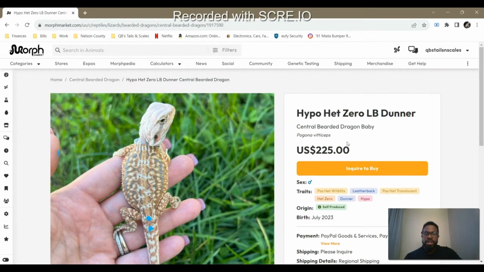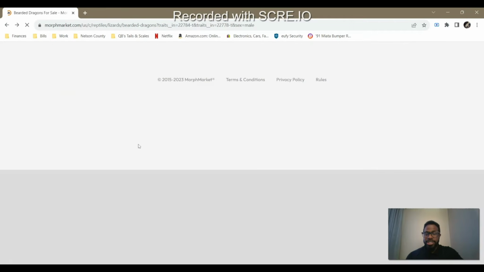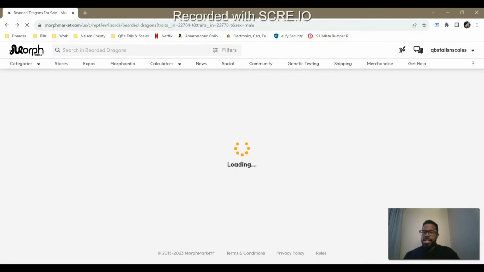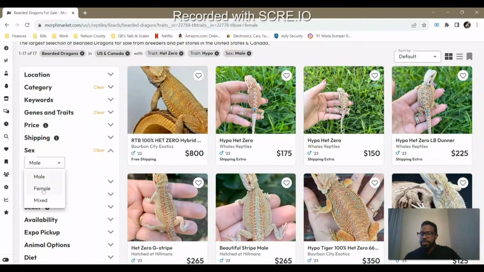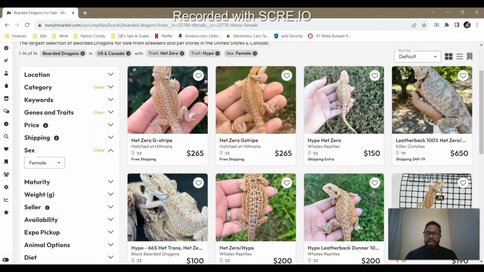So we have $225 on this male. Let's go look at the females now. With that said, not only do you have $225, you also have to buy an enclosure, which is probably going to be another $300 to $400. So you've already spent at least $650 on one dragon there. Now let's change this gender to female, see what we can find.